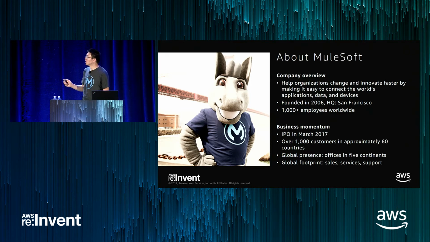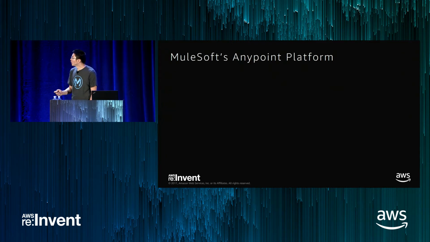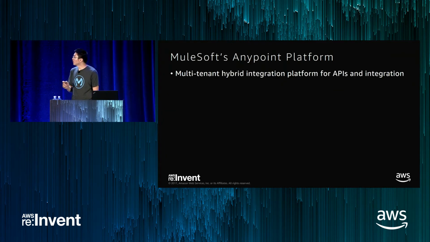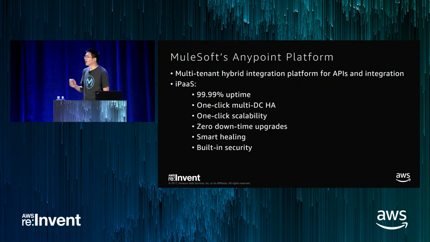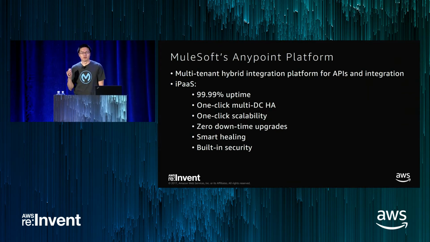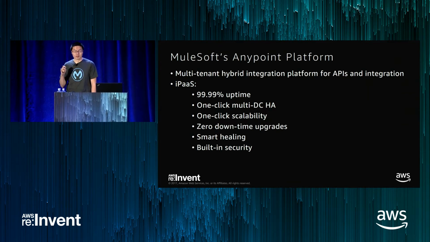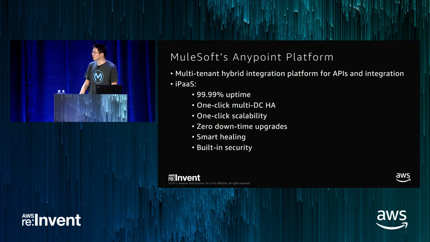We have been supporting customers in over 60 countries. So what do we offer to our customer? We offer a multi-tenant integration platform for APIs and integration, which provides high scalability and availability. Our goal is that our customer can focus on their needs in their integration solutions, and we take care of their infrastructure problem. We offer both on-premise and public cloud solutions.